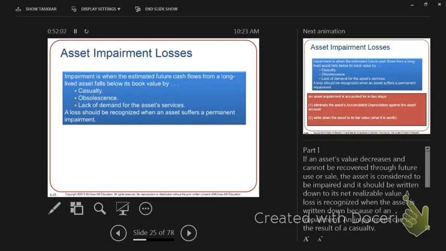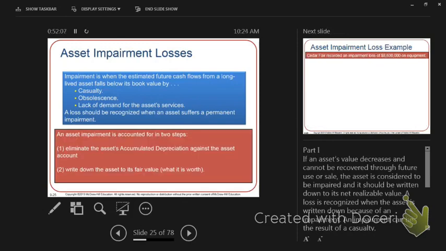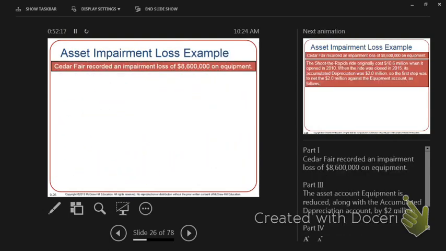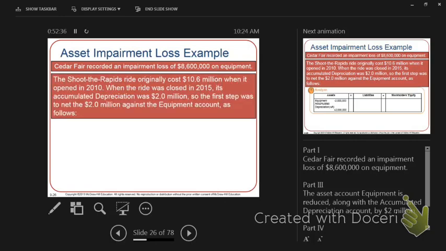So there are all sorts of these things, and when those happen, they have to do some type of impairment. First, when you write something down, you eliminate the accumulated depreciation. Second, you write off the asset. So what does that look like? You have an impairment of an $8.6 million piece of equipment. If an amusement park is writing down an $8.6 million piece of equipment, something of a casualty happened on that piece of equipment, unless they're also going to write off accumulated depreciation of like $8 million. All right. So the original ride cost $10.6.